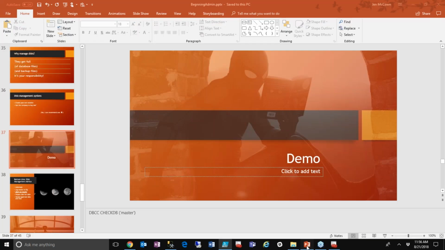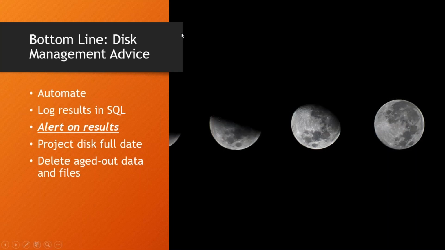All right, so that is the briefest of brief on disk space. Let's see if I had anything else. So automate, this is not something that you want to have on your daily checklist. We don't like daily checklists. We like automation. Log the results in SQL. Don't put stuff to flat files. You're not going to go look at flat files. SQL is useful. Flat files just sit there.